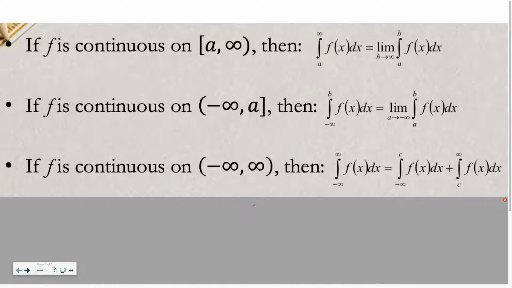My goal is to do one of each of these three and then show you one to two examples of when we have a discontinuity instead. Okay, so we're gonna start off really simple.